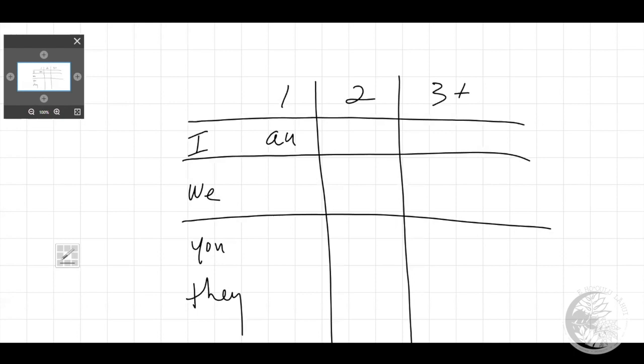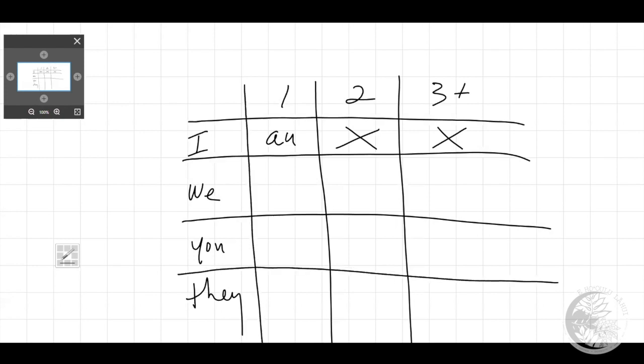Now, obviously, you notice I by myself is just one person, so you don't have a 2 or a 3. But the English we, it's a little more complex. What you find in the English we actually have is 3 or more. So for one person, there's nothing there.